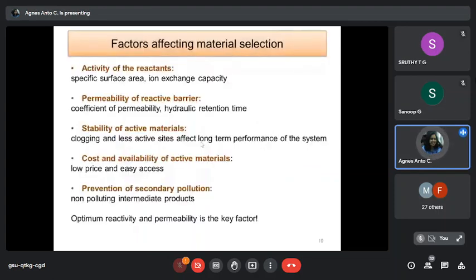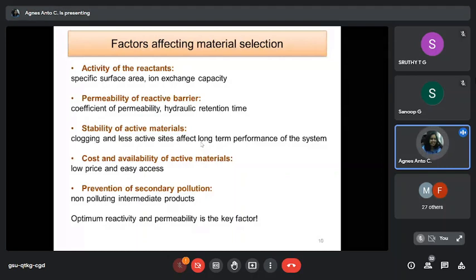Now, understanding the mechanisms and the materials that are commonly used, when you have to select a material, what are the factors that you have to bear in mind? The first thing is the activity of the reactants. When you talk about the activity of reactants, we have to make sure of the properties we are interested in, which would be the specific surface area and ion exchange. The more the specific surface area, the more the sorption. Ion exchange capacity, cation exchange capacity, those are the parameters of interest when you talk about the activity of reactants. Second is the permeability of the reactive barrier.